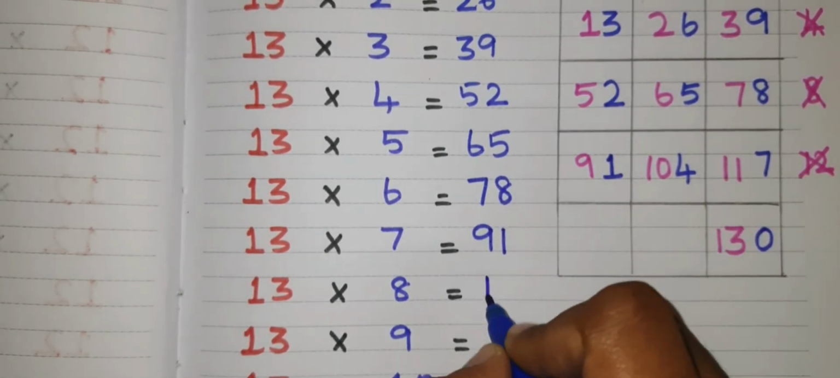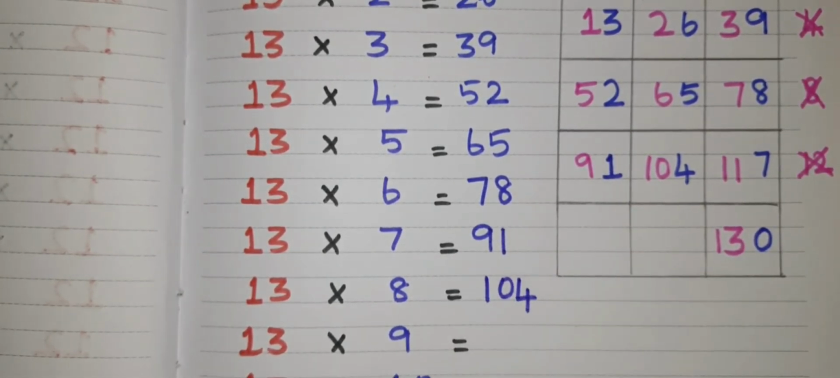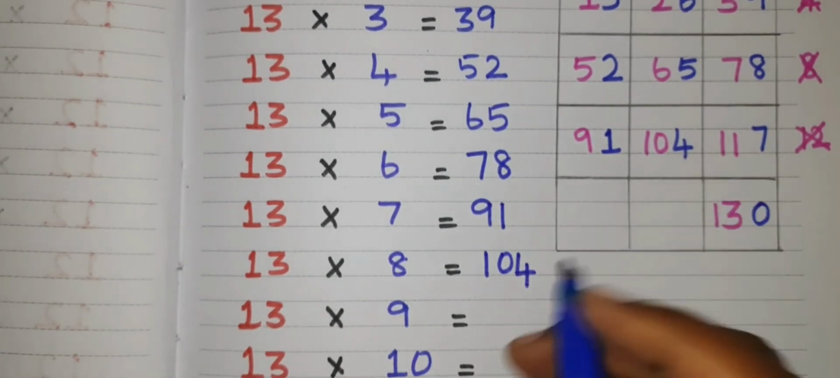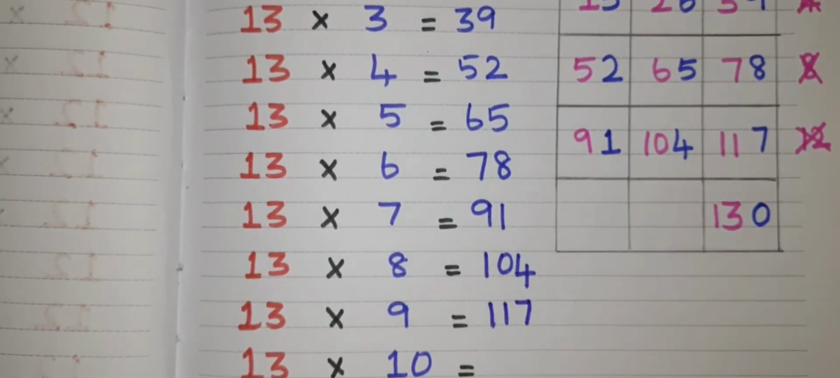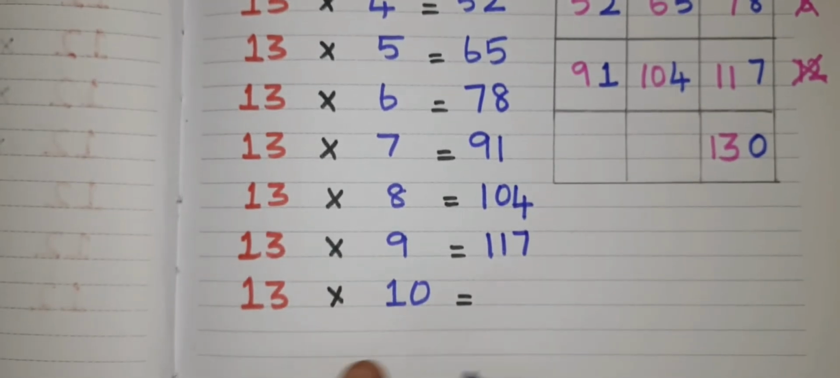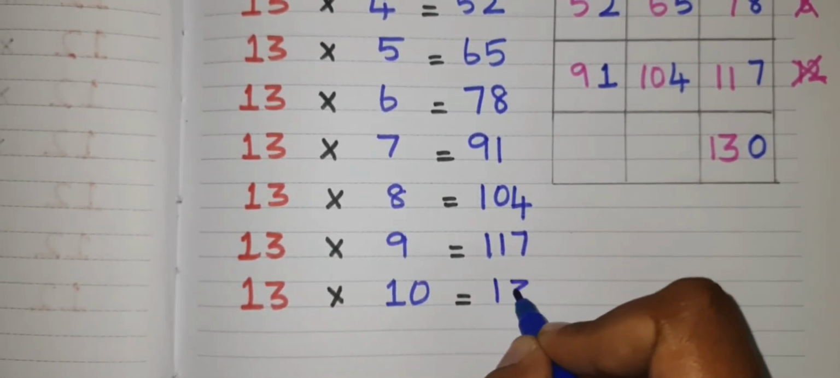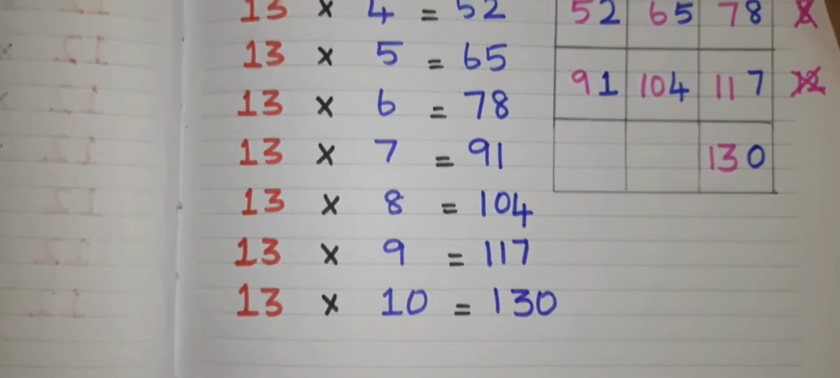13 8s are 104. 13 9s are 117. 13 10s are 130.